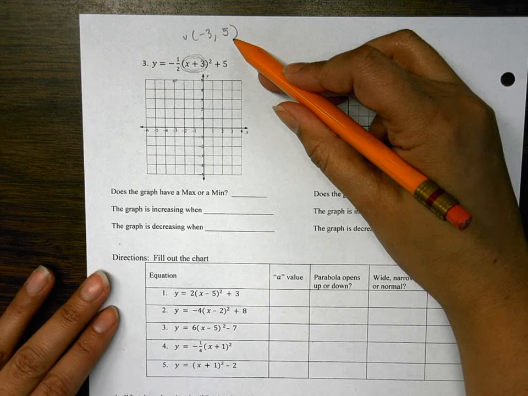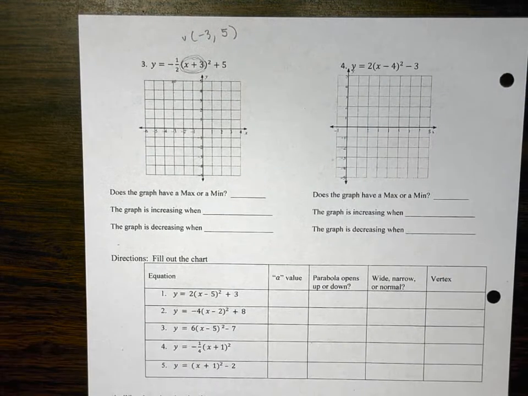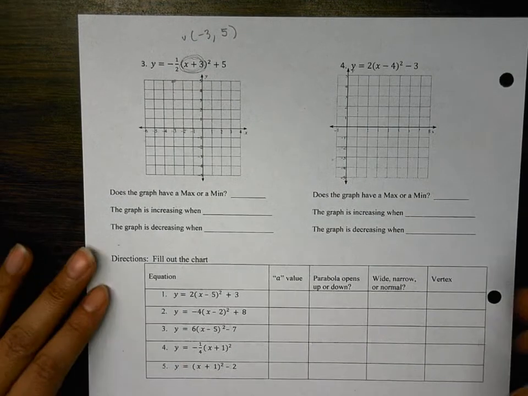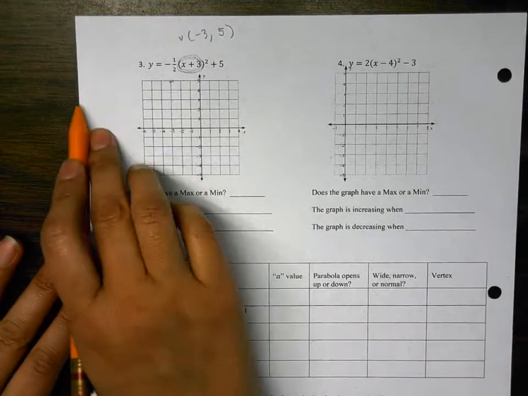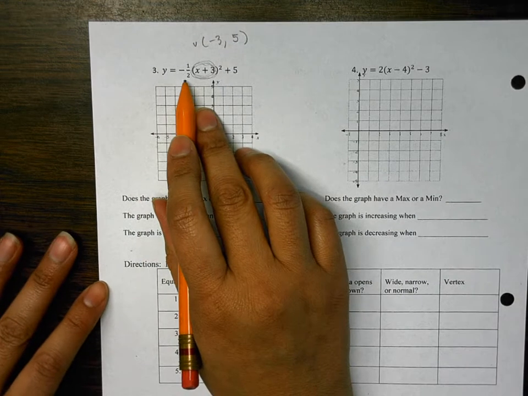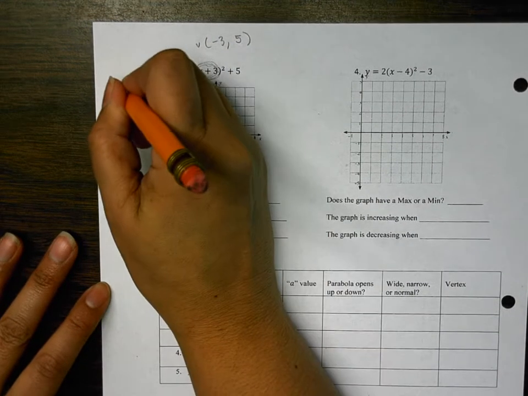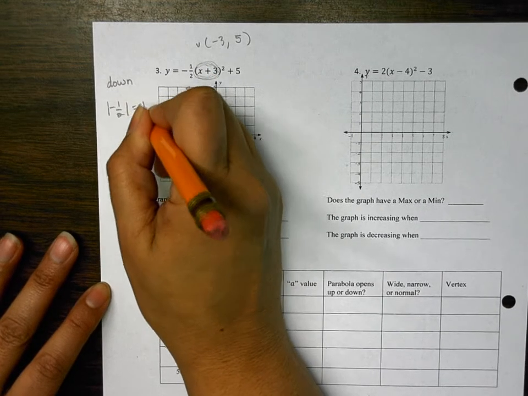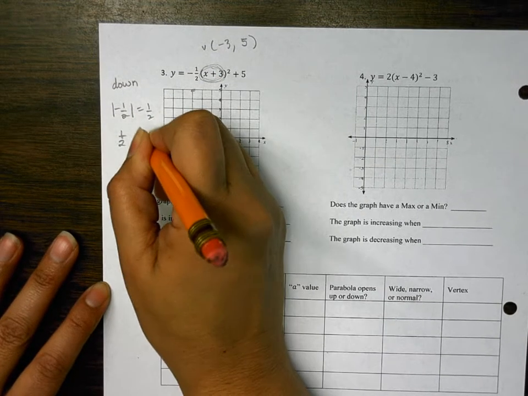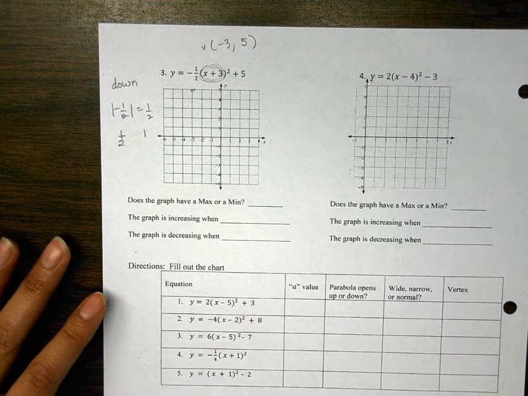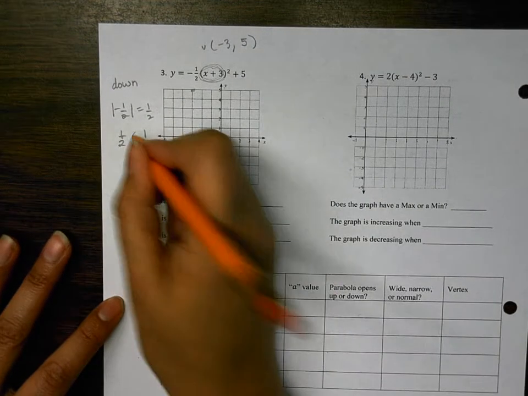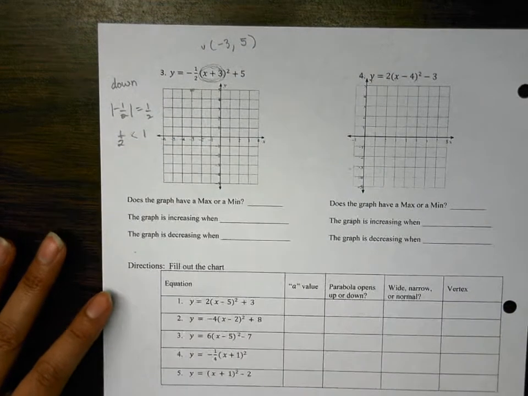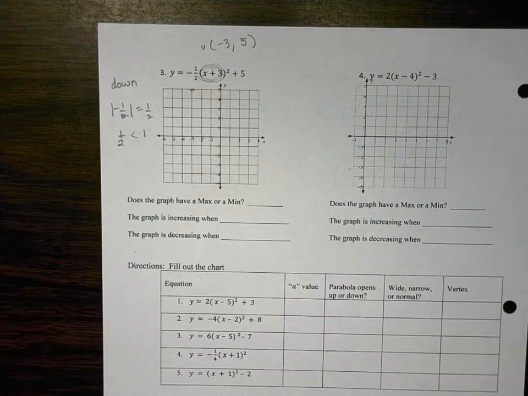Yes? All right, gentlemen, please stop. Okay, it didn't ask it here, so I'm going to write it over here. Is it opening up or down? Down. And the absolute value of -1/2 is 1/2. And what's the comparison between 1/2 and 1? Bigger, smaller, or the same? And it's opposite of what you think. The smaller the number, what happens to the graph? The wider it gets. It gets wider.